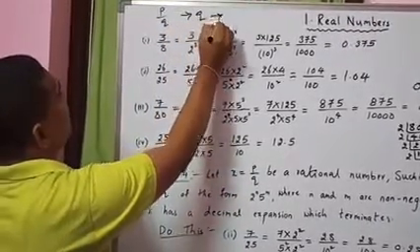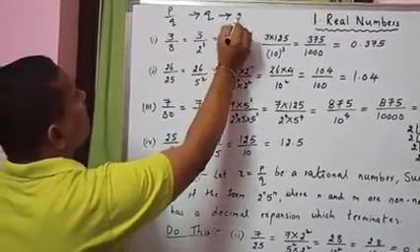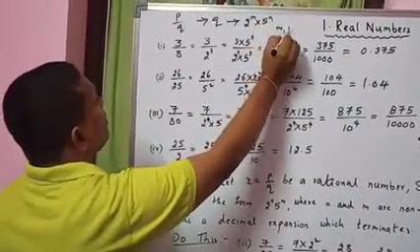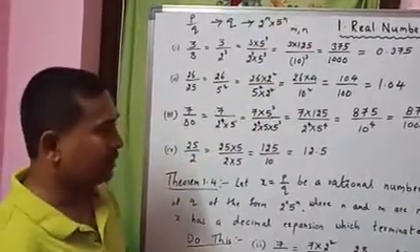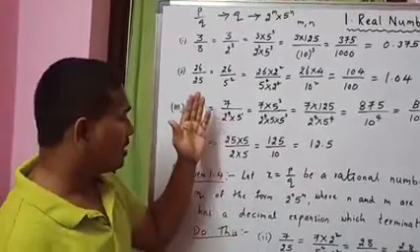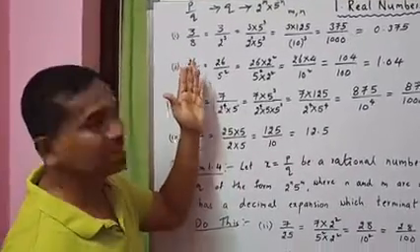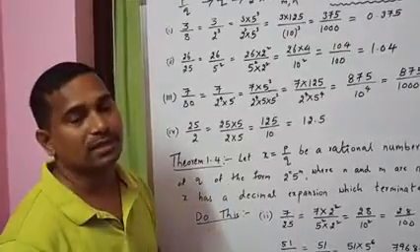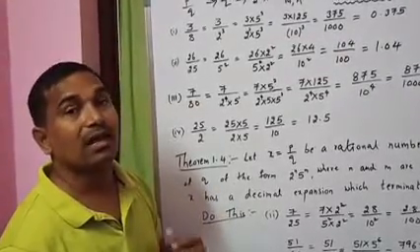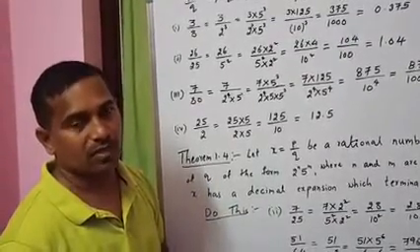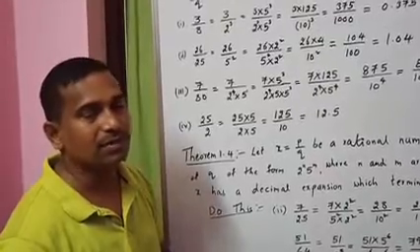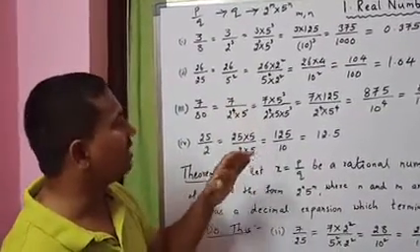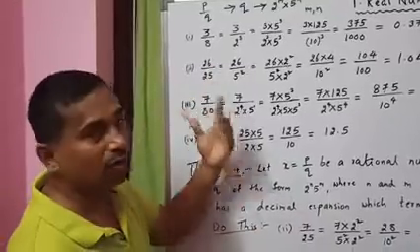Now from all these examples we conclude that if the rational number is in the form p by q, where q is factorized and q is in the form of 2 power m into 5 power n, where m, n are non-negative integers, then the decimal expansion of that p by q terminates. If you convert that into decimal, it is a terminating decimal. That is the generalization from these 4 examples.